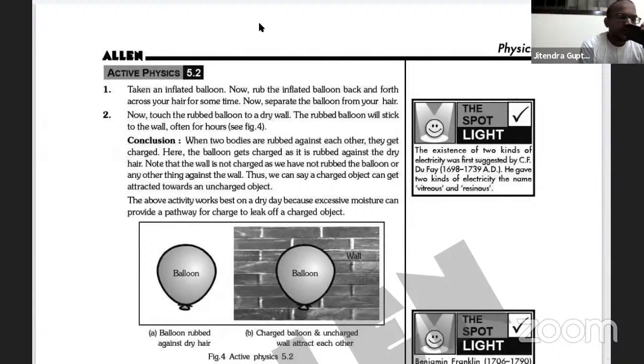So here is one activity all of you can try. It's a very simple activity. There is a balloon in dry hair, and in another case, the charged balloon. The balloon is charged, but the wall is uncharged. So why are they attracting each other? There is no charge on the wall, and the balloon is charged. But we find that the wall and balloon are attracting. Why?